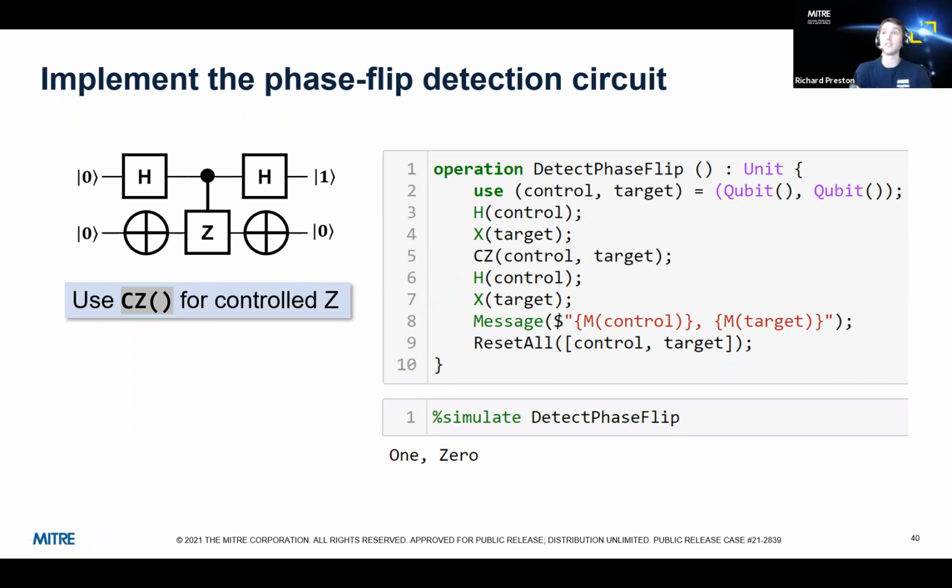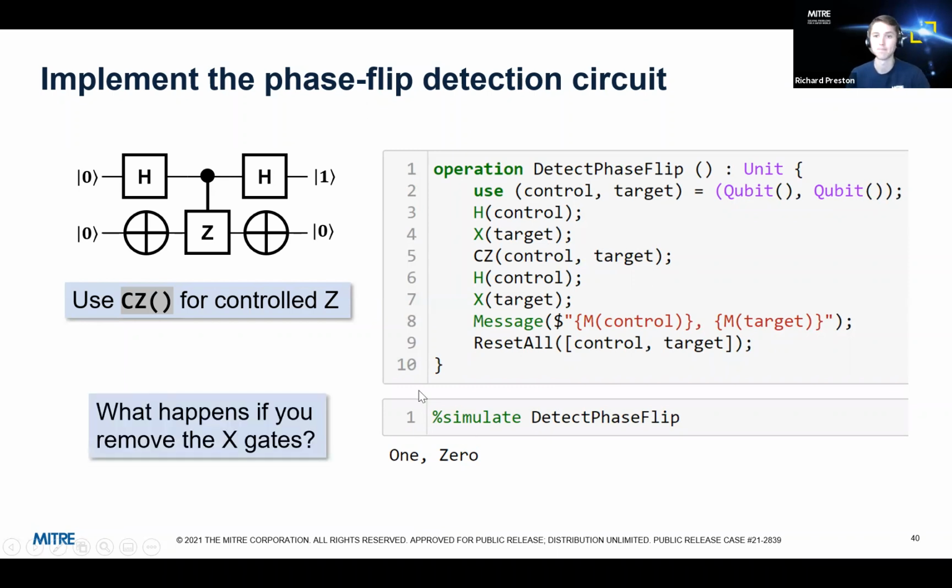If it were a plus, if it didn't do anything, if this controlled Z didn't do anything, then we would get a 0. That's what I was explaining when I said, hey, what happens when you remove the X's?